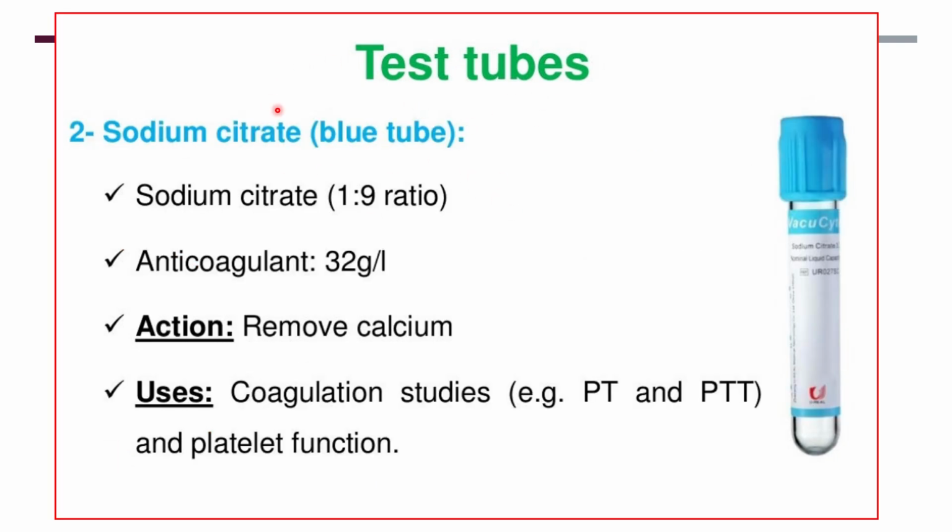Next test tube is of sodium citrate, which comes in the blue color. The ratio of blood to anticoagulant is 1:9 for sodium citrate. This anticoagulant comes in 32 gram per liter. It also removes the calcium ions to perform its anticoagulant activity. The use of this anticoagulant is for all the coagulation studies such as prothrombin time and partial thromboplastin time, or APTT, meaning activated partial thromboplastin time, and platelet functions.